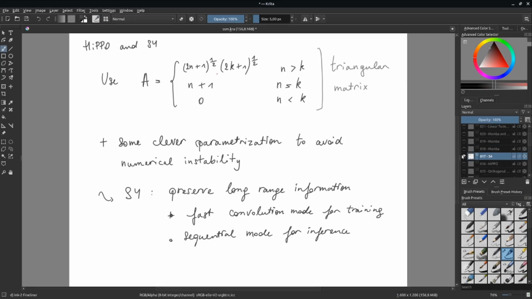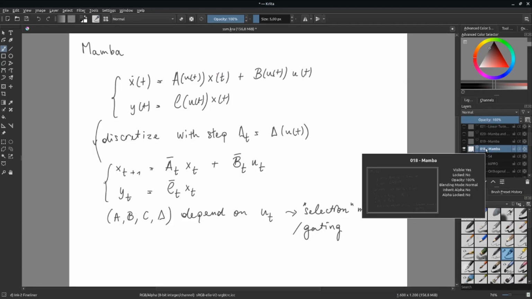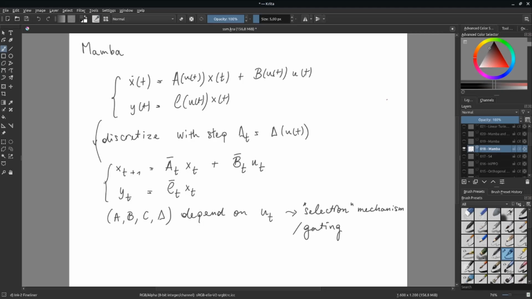So that was S4 and Hippo. Onto Mamba. So Mamba, they decided, okay, SSMs are cool, but they still aren't quite up to par with transformers. And so they figured, okay, what we need to change here is to make our matrices C, B, and A depend on the input. Or at least they need to change on time, and specifically they need to change on the input. So now I have A that depends on u of t, B that depends on u of t, and C that depends on u of t.